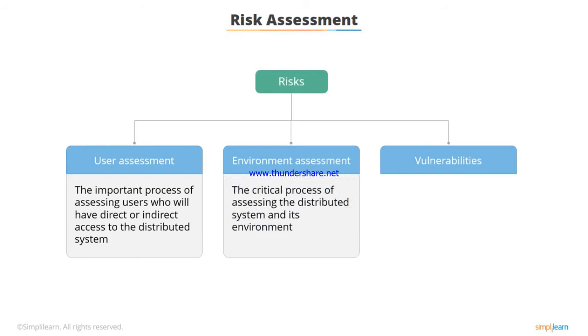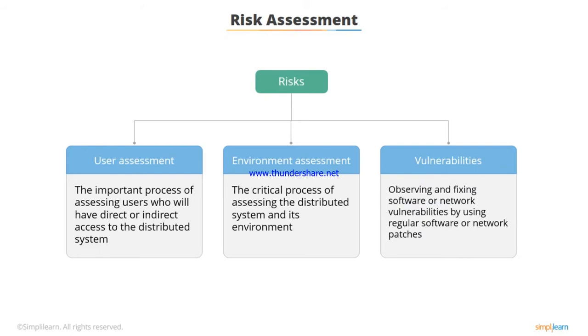Environment assessment refers to the critical process of assessing the distributed system and its environment. For example, the environment's access to internet inbound or outbound may lead to the requirement of constant monitoring, alerting, applying software patches, and applying security policies. Understanding the location of distributed systems, such as the company, third-party managed data centers, or cloud, helps in risk assessment and risk avoidance or mitigation. Vulnerabilities refer to observing and fixing software or network vulnerabilities by using regular software or network patches.